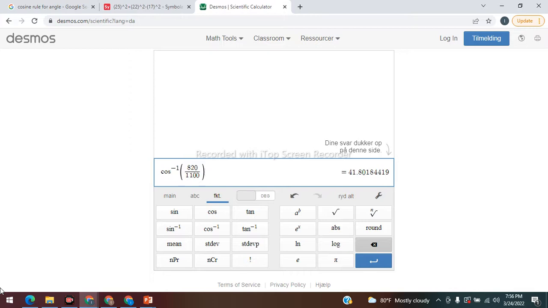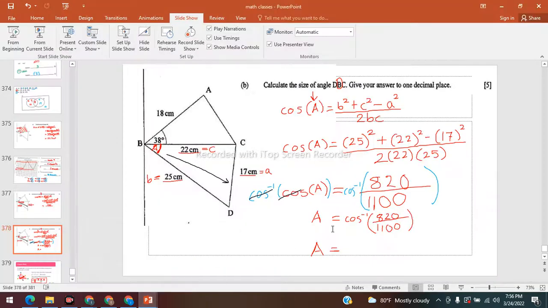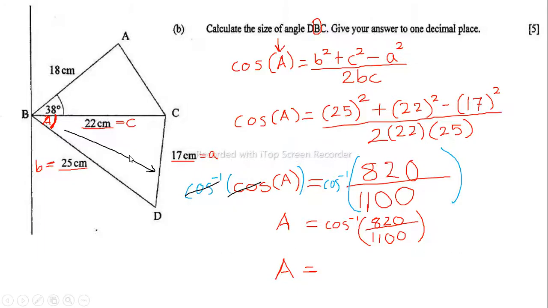No, take a picture of, not the calculator. Take a picture of what you insert, so to get that weird answer. That's what I mean. So we get 41.8 degrees.